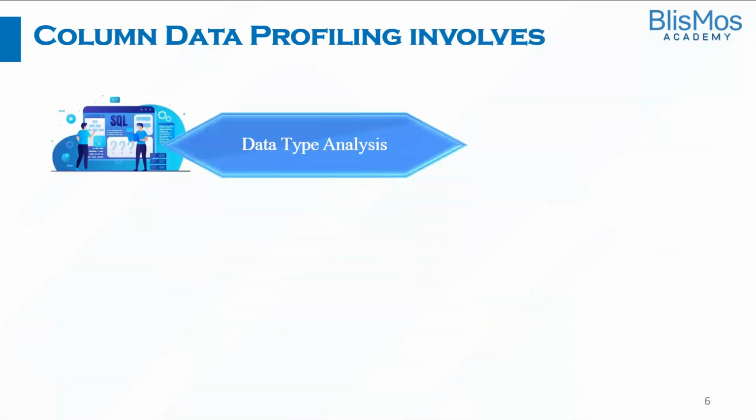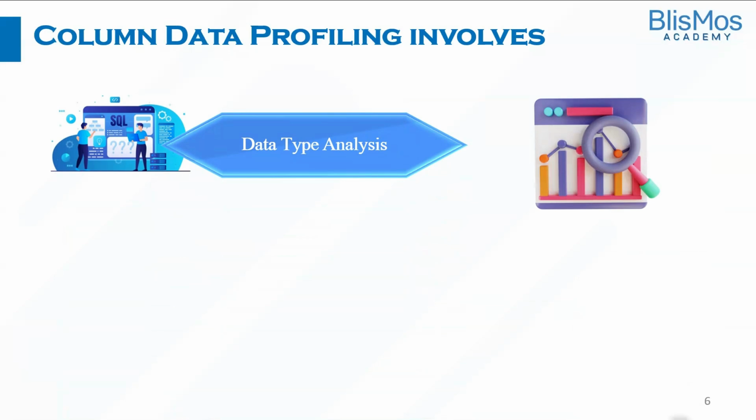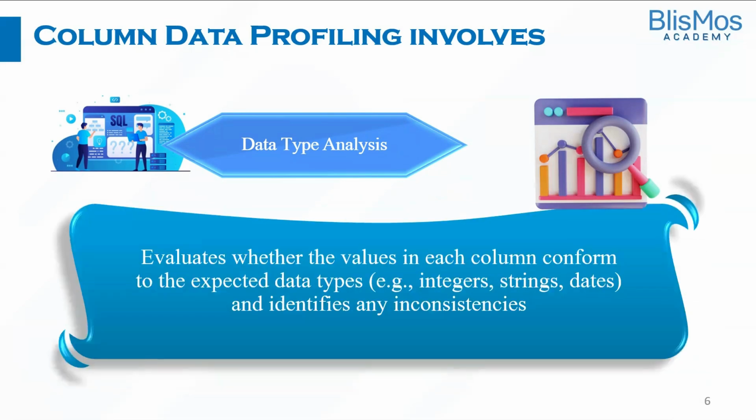As a part of data type analysis, as the name suggests, we'll analyze the data types. We'll evaluate whether the values in each column conform to the expected data types as per the mapping document. Means, in your mapping document, a particular column is suggested as integer. Do you have that particular column as an integer? Do you have a particular column as a string? If there are any inconsistencies between what you are finding and the requirement document or mapping document, you will flag that.